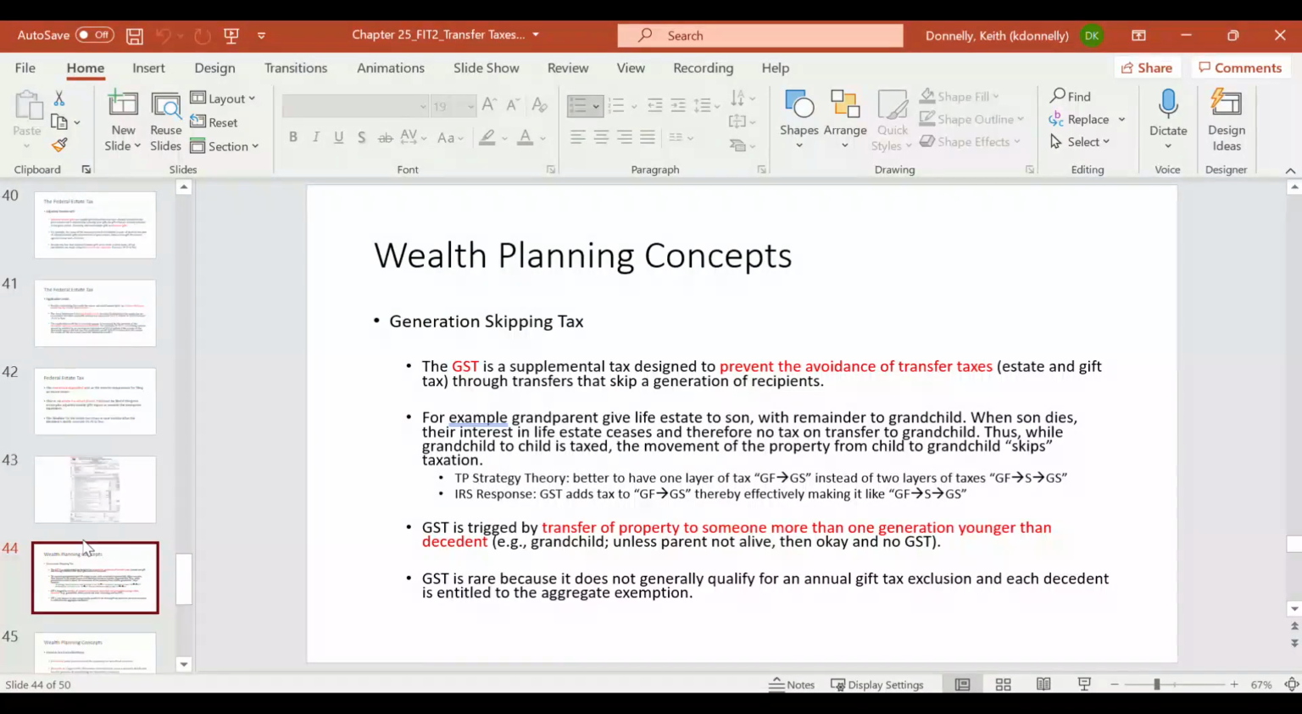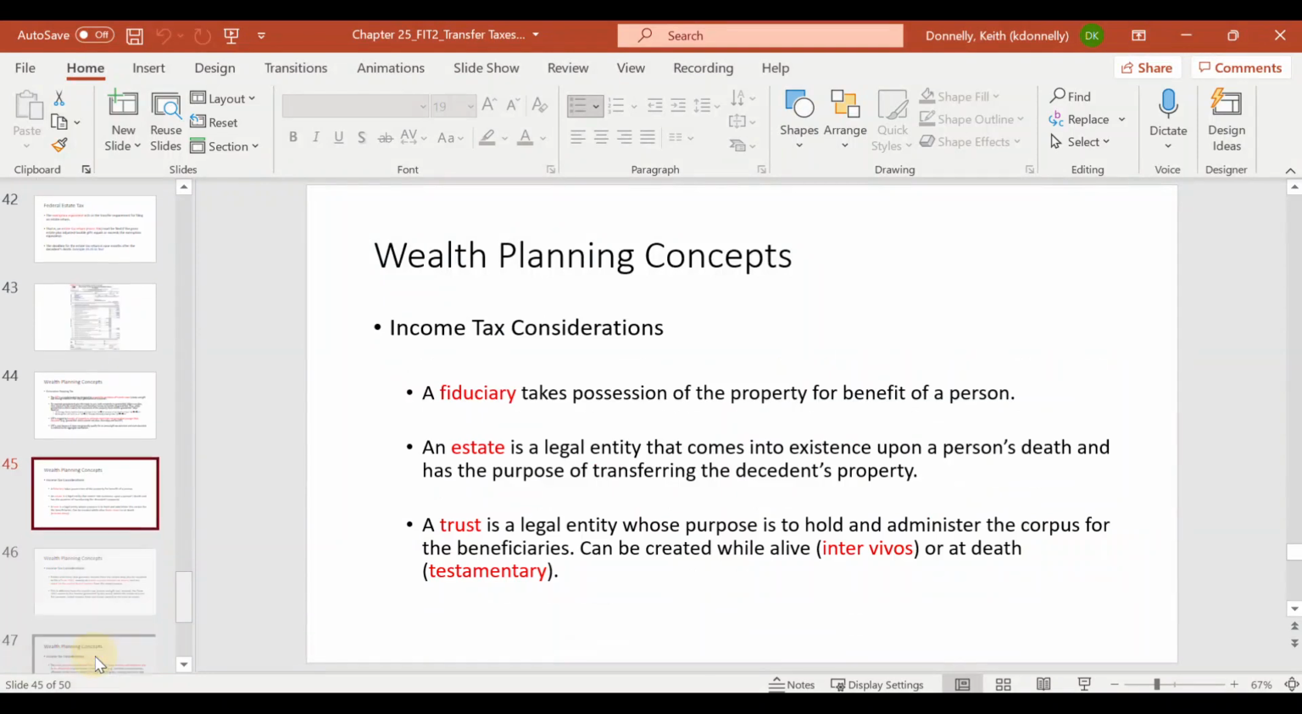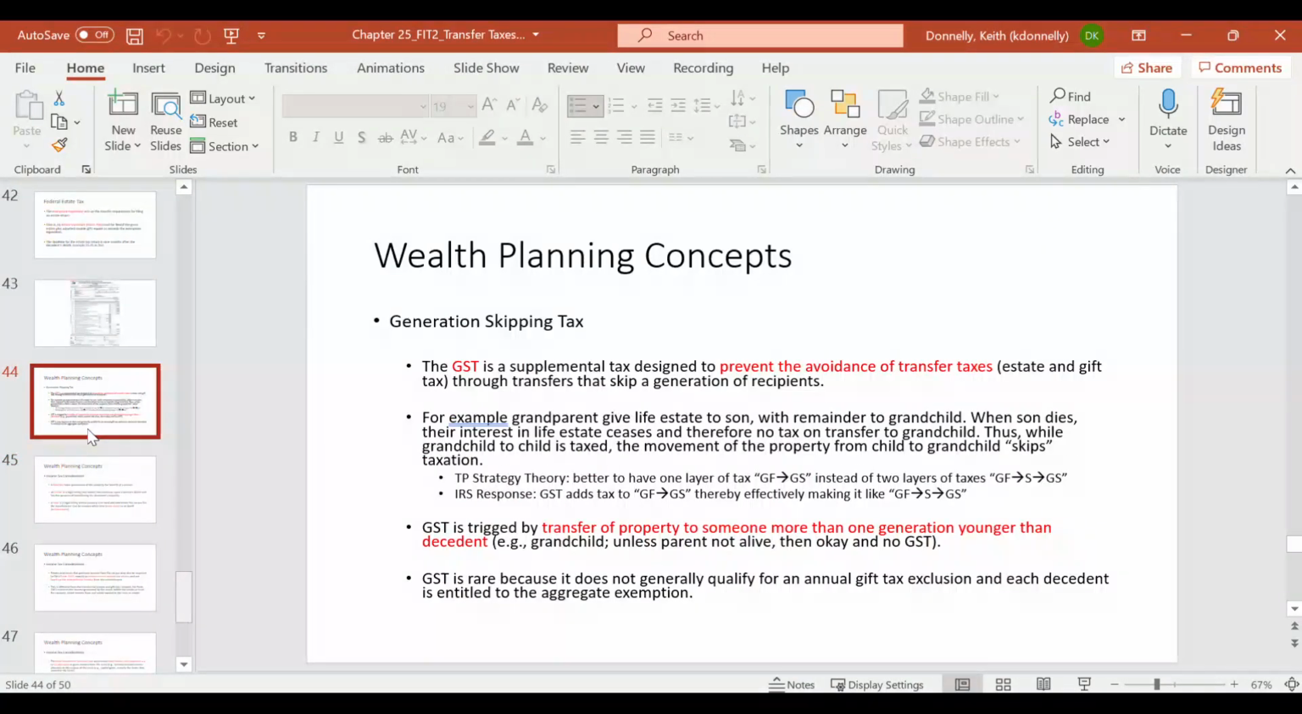One of the things grandfather might suggest here is instead of giving the 9 million directly to the son, I'm going to give it directly to grandson, and I'm going to skip you, son. The reason being is we avoid one of those layers of taxation. And basically what happens here is Congress saw people doing this, and they created this generation skipping tax to prevent people from skipping a generation, giving it to grandson to avoid paying taxation on it.